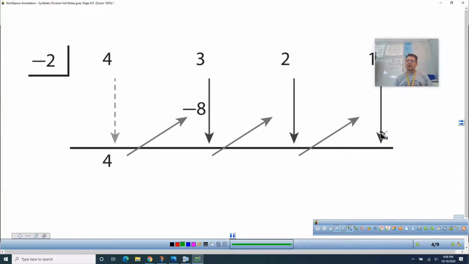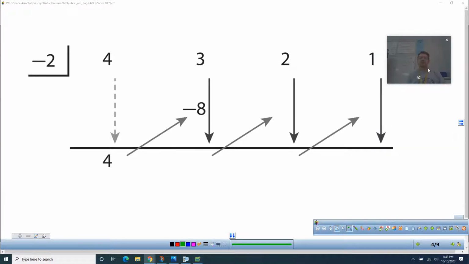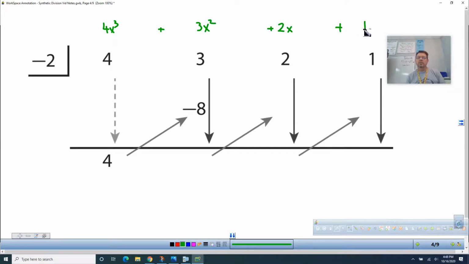Now I'm going to go over two examples of the process of doing synthetic division. Okay, so here is an example right here. And I guess that original problem would have been, just to remind you, 4x to the third plus 3x squared plus 2x plus 1. And that would have been divided by x plus 2 if they were talking about a factor. Okay? So how do we get this thing started?